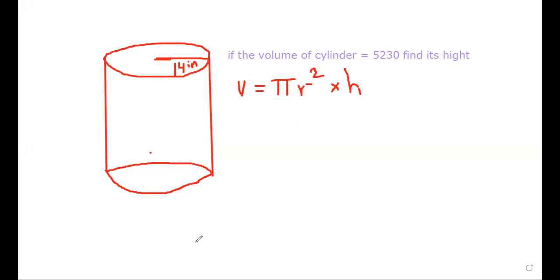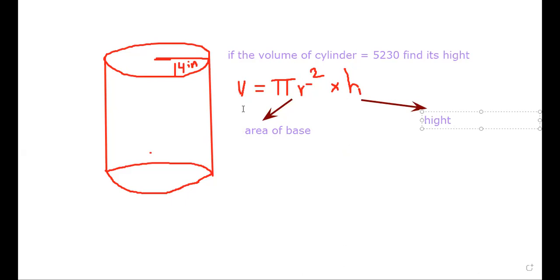What does pi r squared stand for? This part means what, and this part means what? Pi r squared stands for the area of the base. Okay, so this one is the area of the base. And the base of the cylinder is a circle, so we calculate the area of the circle. The second part, this one represents what? The height of the cylinder.